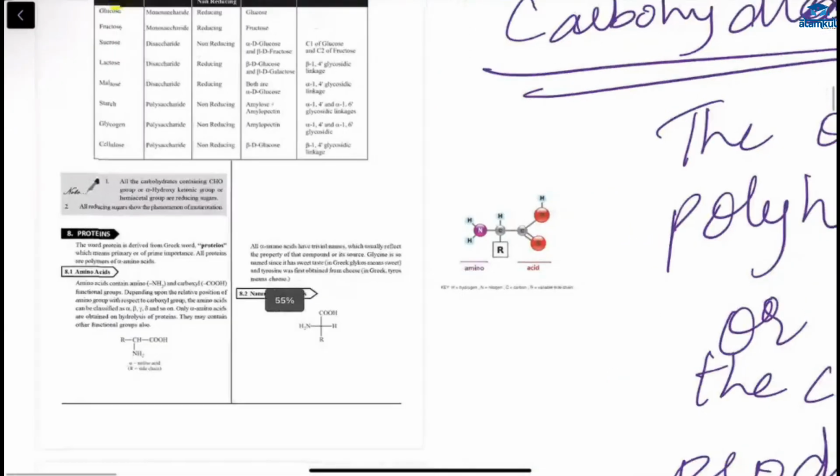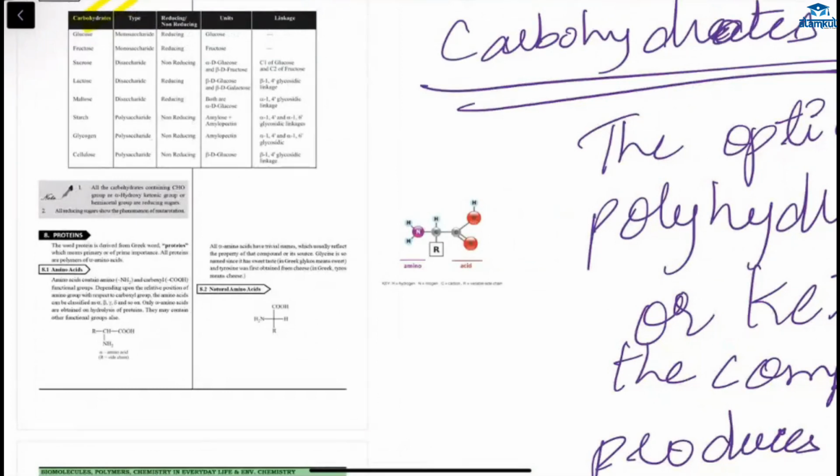Now coming to the protein part. What is protein? Protein is the most abundant molecule of the living system. In the living system, what is in the most abundant form? That is protein. And proteins are the polymers of alpha amino acids. Why am I saying alpha amino acids? Because basically the alpha amino acids join together and form the protein.